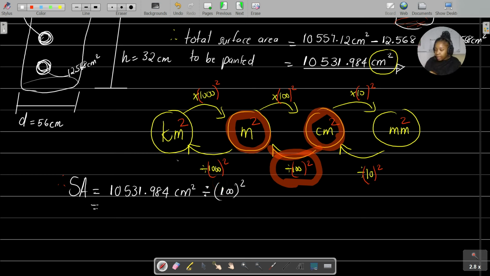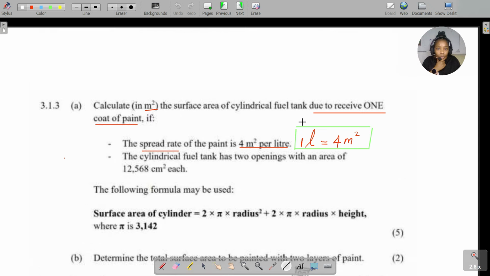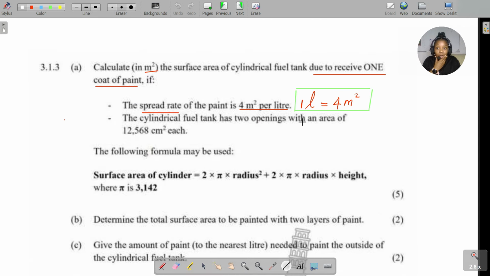So you're going to take that 10,531.984 divided by 100 squared. That gives 1.0531984 meters squared. So that's the total surface area that we want to paint. Right, that's the total surface area that we want to paint. So that's it. That is what the question is practically asking for.